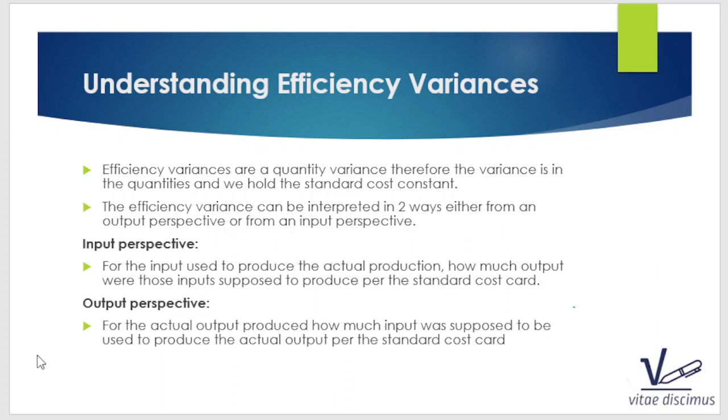With regards to an input perspective, we are saying for the input used to produce the actual production, how much output were those inputs supposed to produce per the standard cost card? Then when it comes to the output perspective, we are looking at it to say for the actual output produced, how much input was supposed to be used to produce the actual output per the standard cost card.